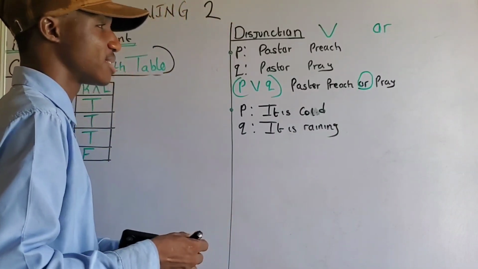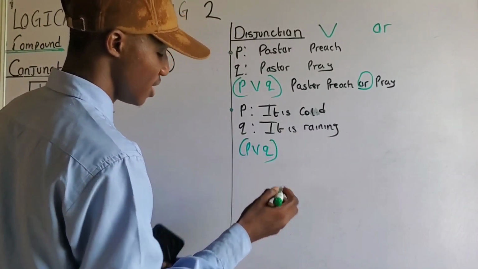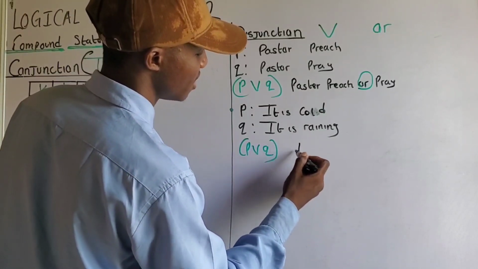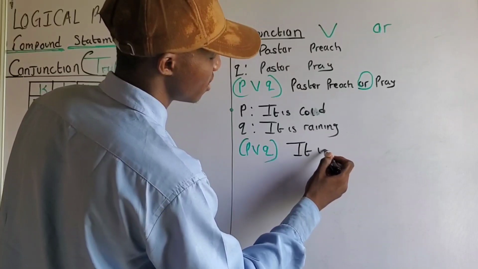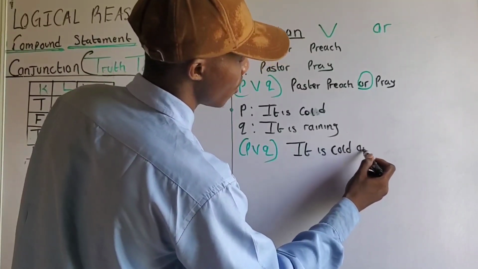Okay, in this case, listen to me. P disjunction Q is what? It is cold or it is raining. I get what I'm trying to say. It is cold or raining.